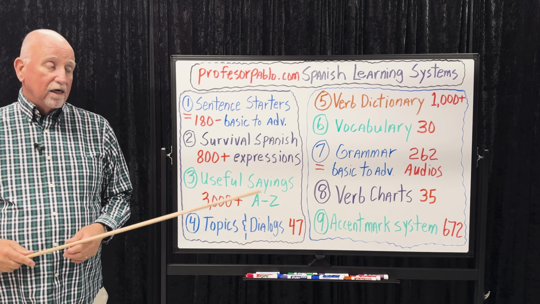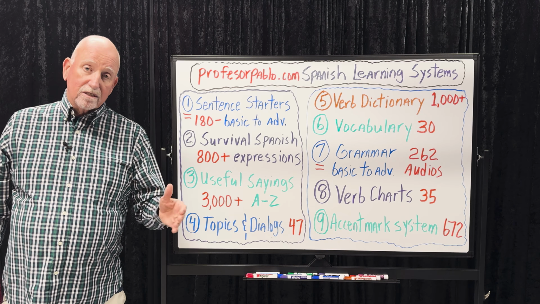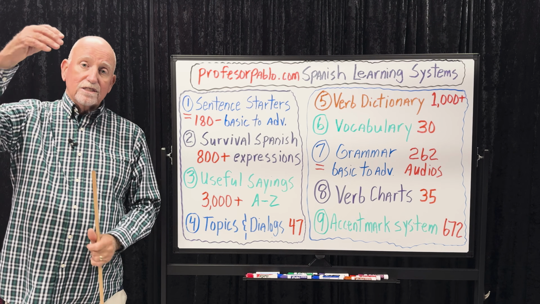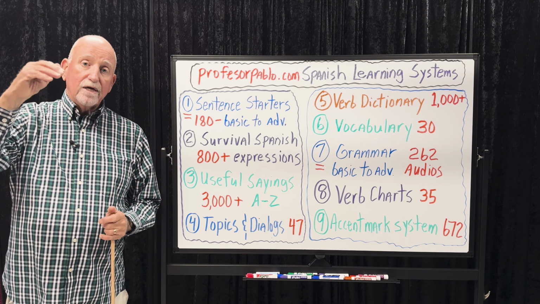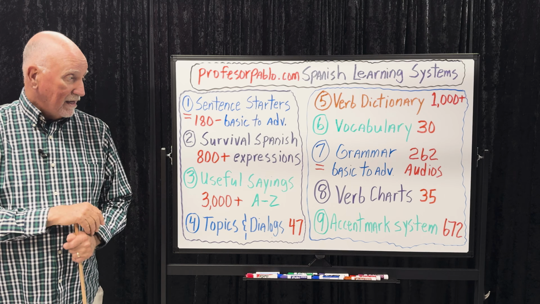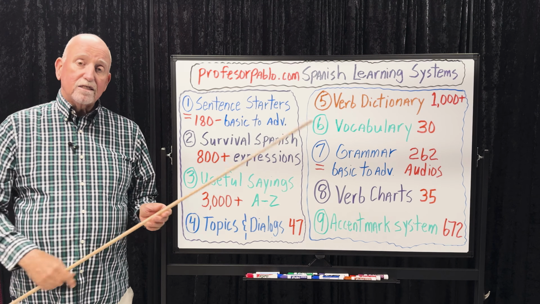Then the verb charts. You saw the Spanish verb universe. You saw the verb numbering system. There are 35 different charts where all the conjugations are listed for you in a very easy to understand fashion. Some are in color. You'll enjoy that. And then finally, accent mark system. Here's that word again, system.